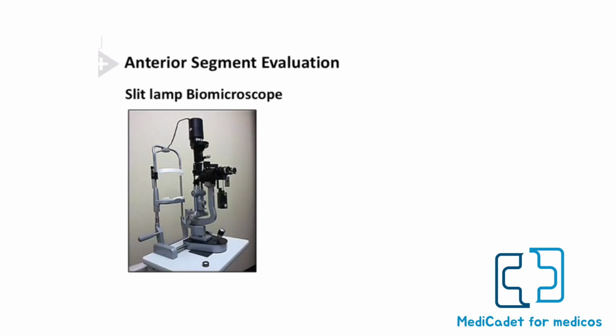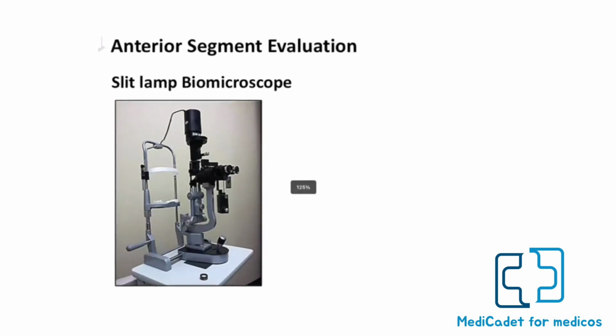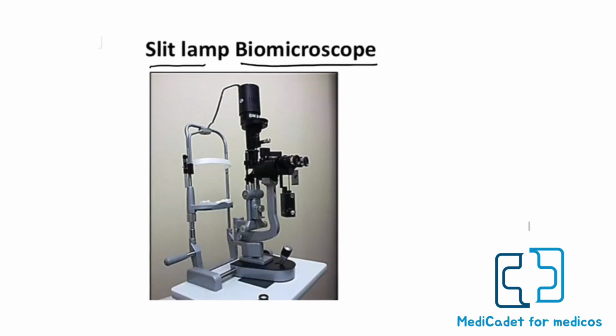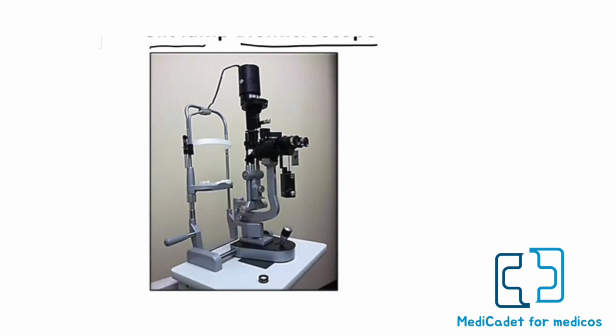Now for anterior segment evaluation, we use this instrument. This is the most basic instrument in ophthalmology, and this is called the slit lamp biomicroscope. I'll just broadly tell you how this instrument is used. If you look here, this is the chin rest. The patient sits on that side of the slit lamp and puts his chin on the chin rest. This is the eyepiece, and through this eyepiece, the examiner evaluates.